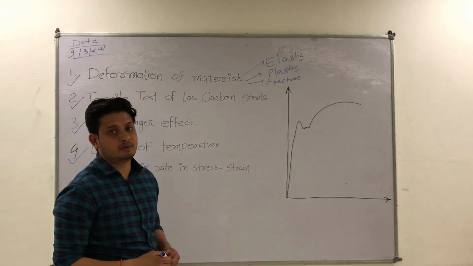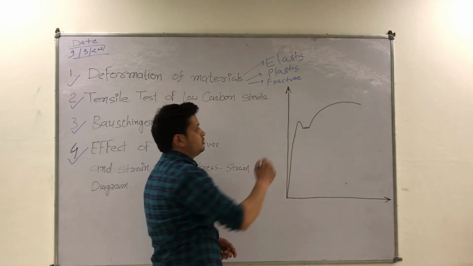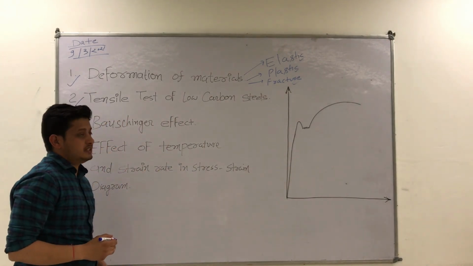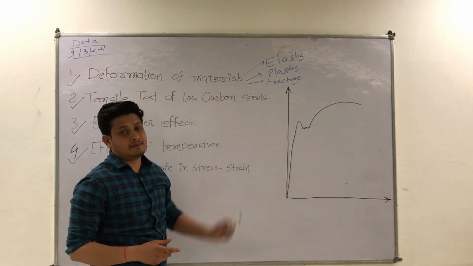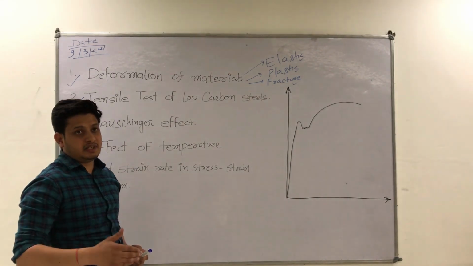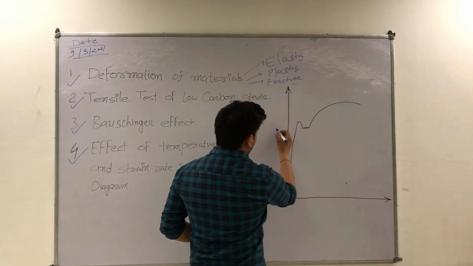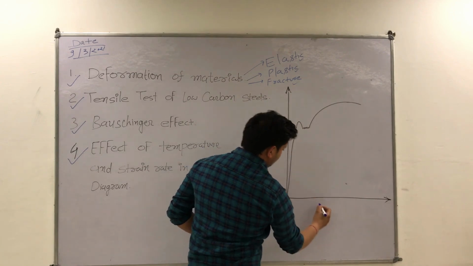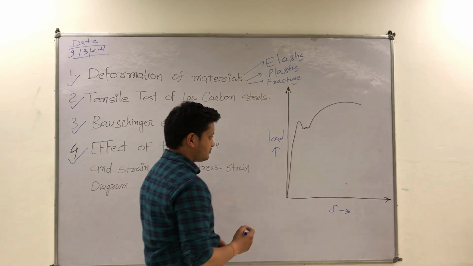If one or more parts of the material break from the parent part, then this type of deformation is known as fracture. Now, tensile test of low carbon steels. In the tensile test of low carbon steels, we can observe all three types of deformation. What is a tension test? In a tension test, load is gradually increased, and accordingly the change in length is observed. This is the load extension diagram, sometimes also known as the stress strain diagram.